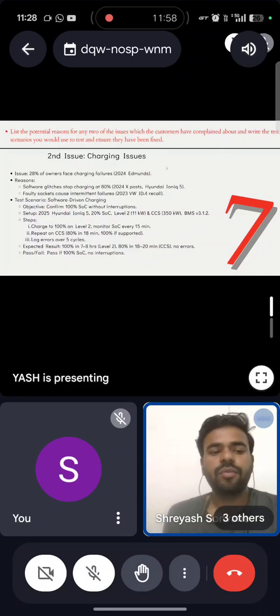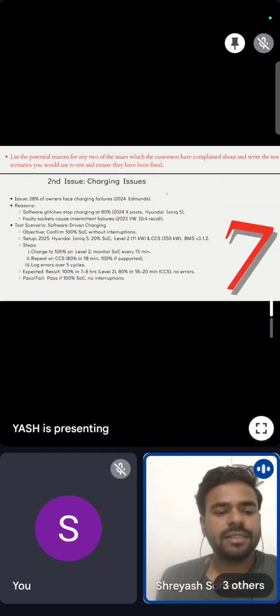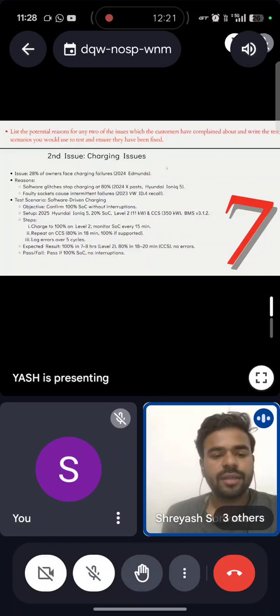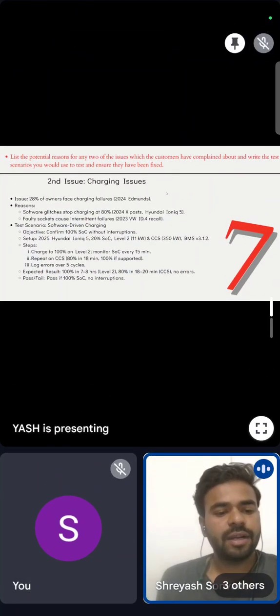Setup: 2025 Hyundai Ioniq 5, 20% SoC, level 2. Steps: charge to 100% on level 2, monitor SoC every 15 minutes, repeat on CCS, 80% in 18 minutes, 100% if supported. Log errors over 5 cycles. Expected result: 100% in 7 to 8 hours on level 2, 80% in 18 to 20 minutes, no errors. Pass if 100% SoC with no interruptions.